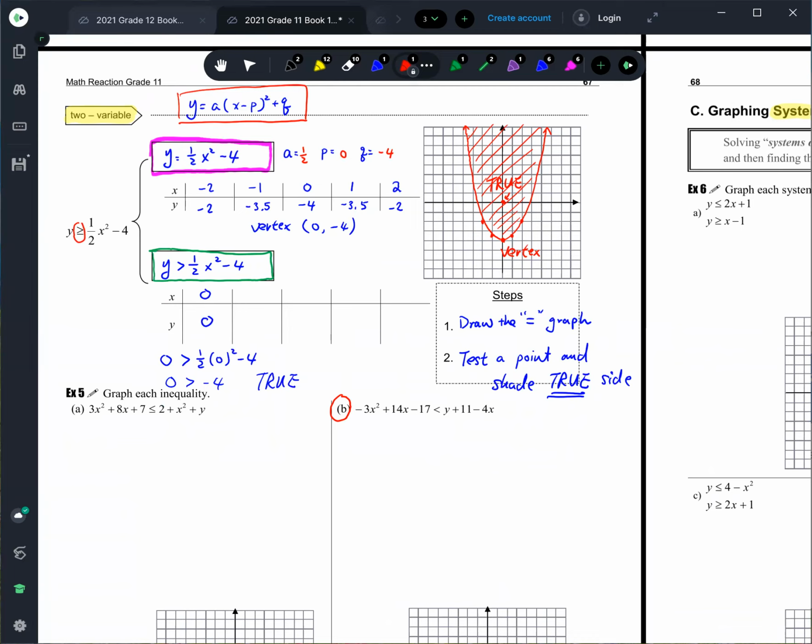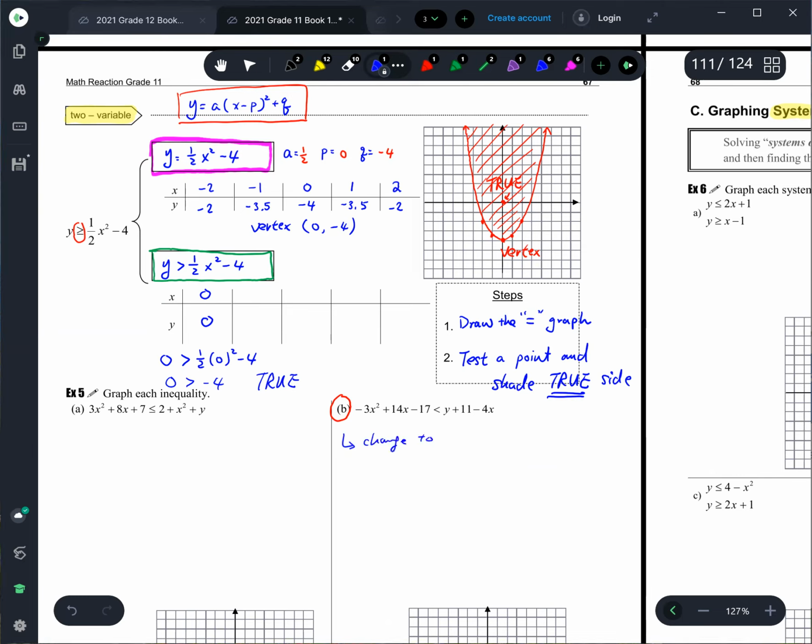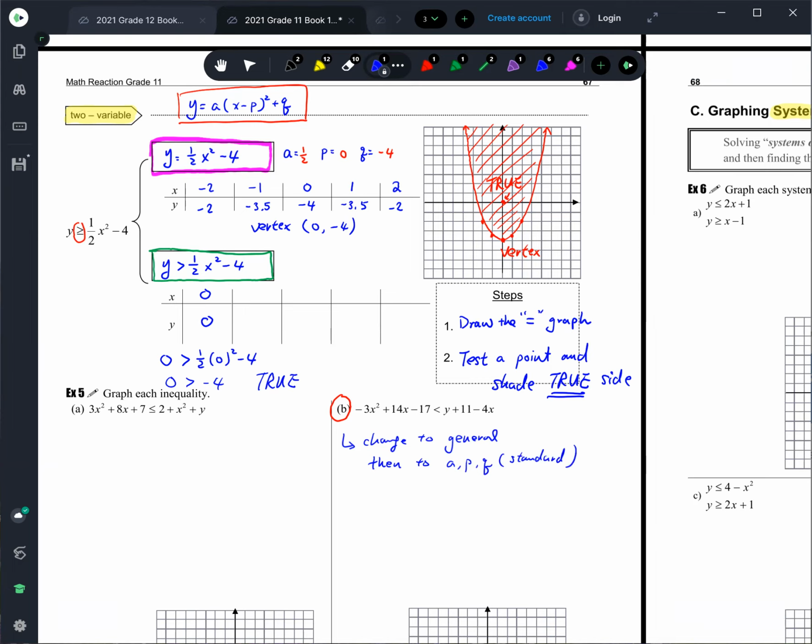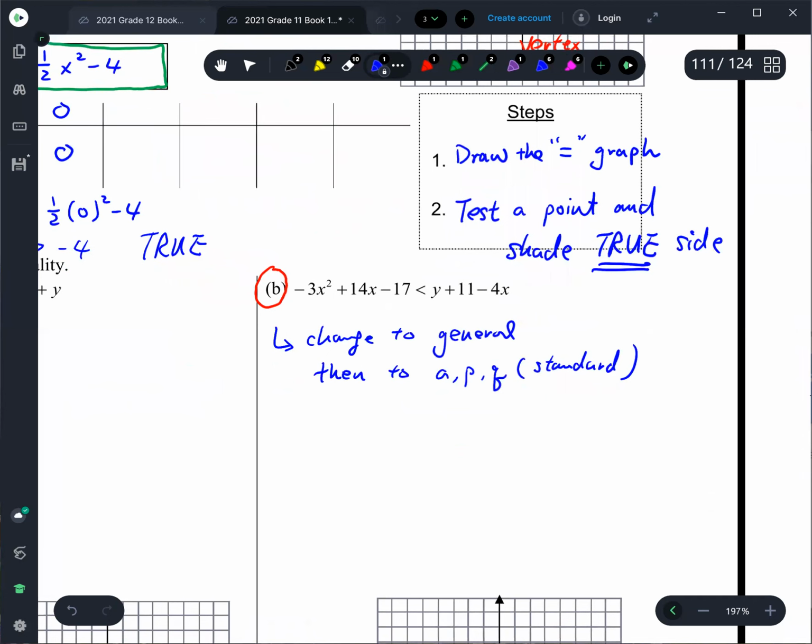You want to change this into, okay, you need to change to general form, and then to APQ, which is called a standard form, if you remember. So you pretend this is equal for now, because your step one is to try to draw the equal graph.